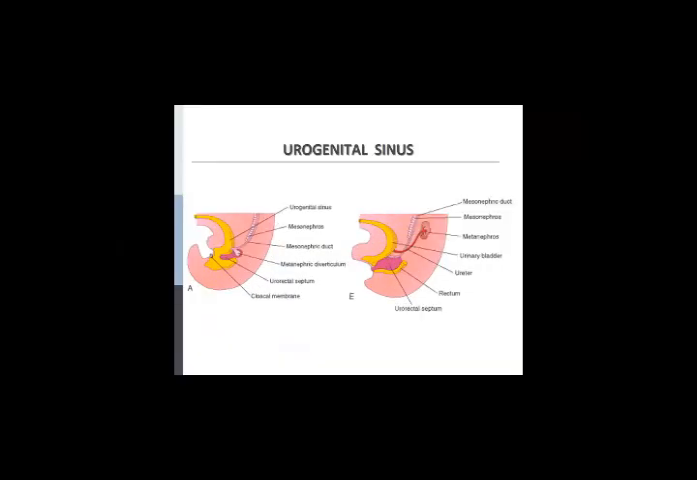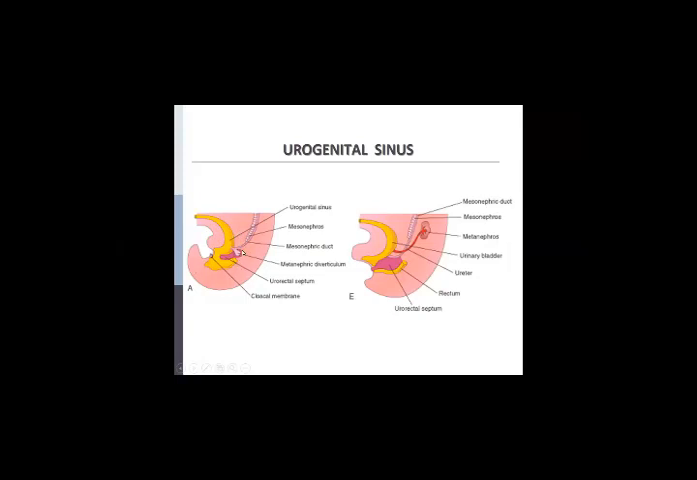Urogenital sinus. Now, I hope you remember that the cloaca was the dilated terminal part of the hindgut. The gut had three parts: foregut, midgut, and this is the hindgut. So the cloaca is the dilated terminal part of the hindgut, surrounded by mesenchyme all around. You can see, all this pink is the mesenchyme.